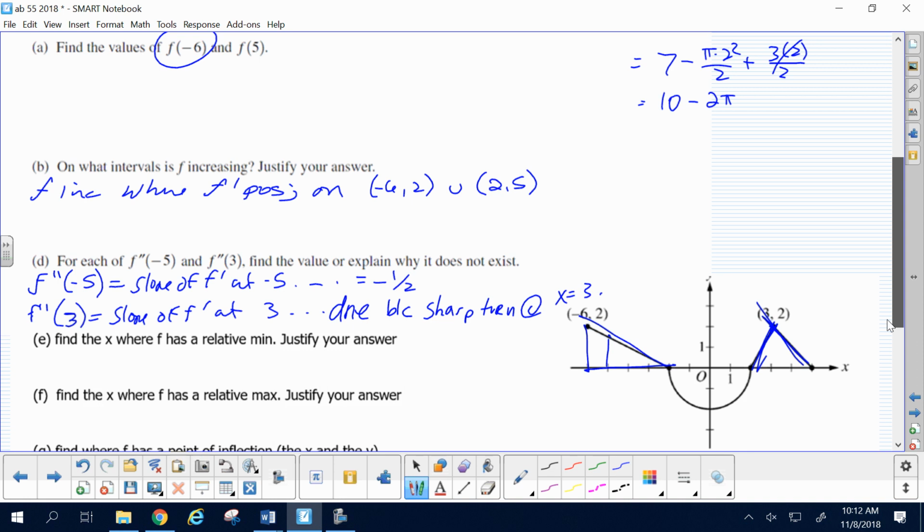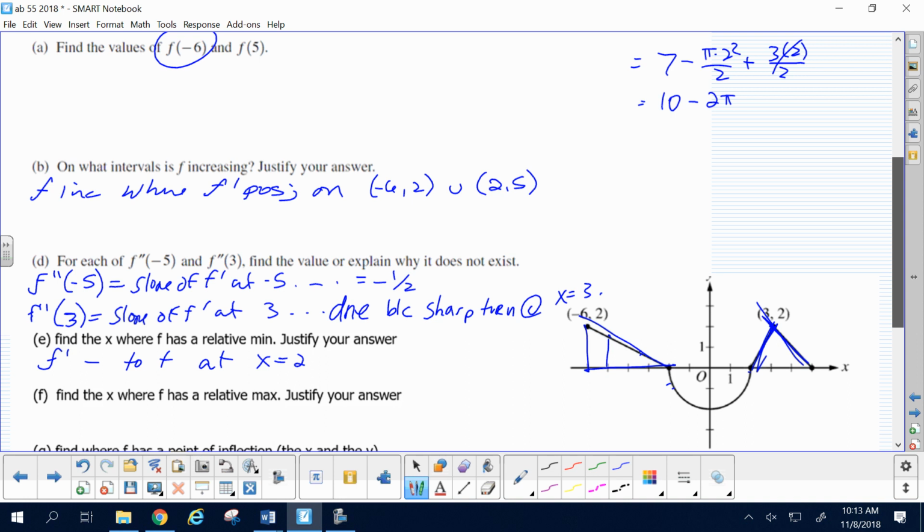E, find where f has a relative min. Start with the big idea of calculus. A function has a relative min where f prime goes negative to positive. Now, do I actually look at the slope of this, or do I actually look at the graph? Yeah, the graph goes negative to positive. This is positive to negative. Remember, it's always left to right. So that's positive to negative. That's more like a max, right? The min is at 2.